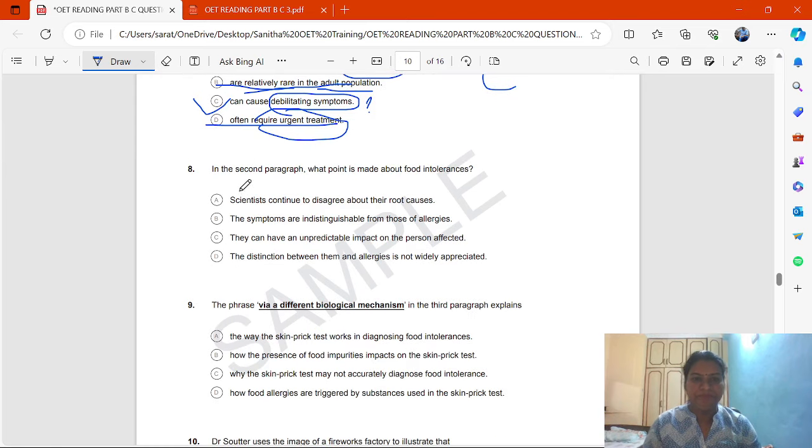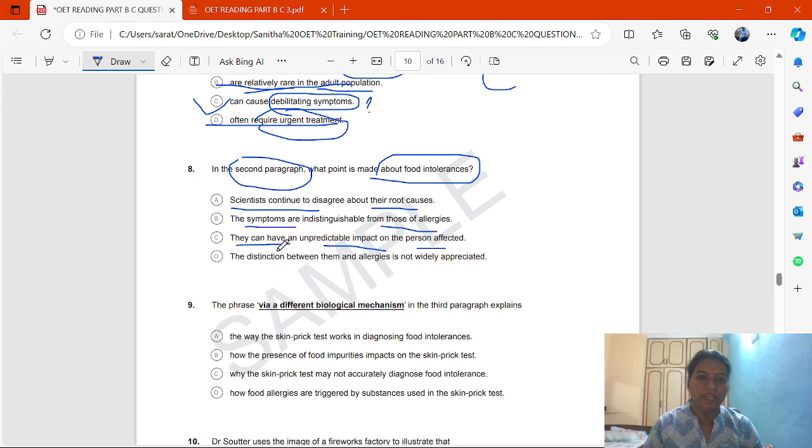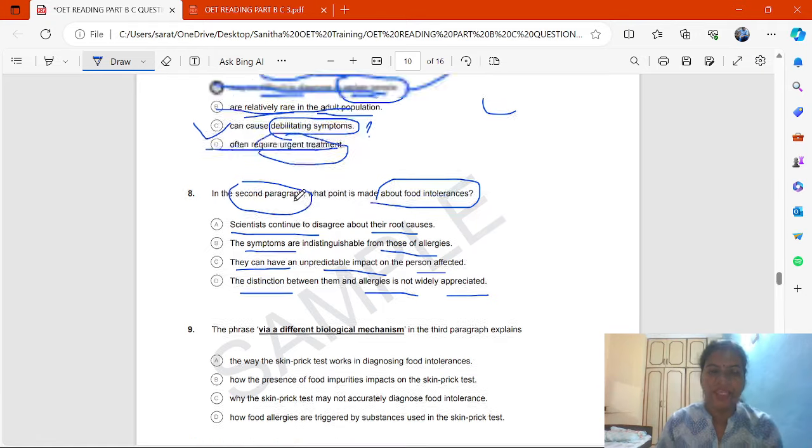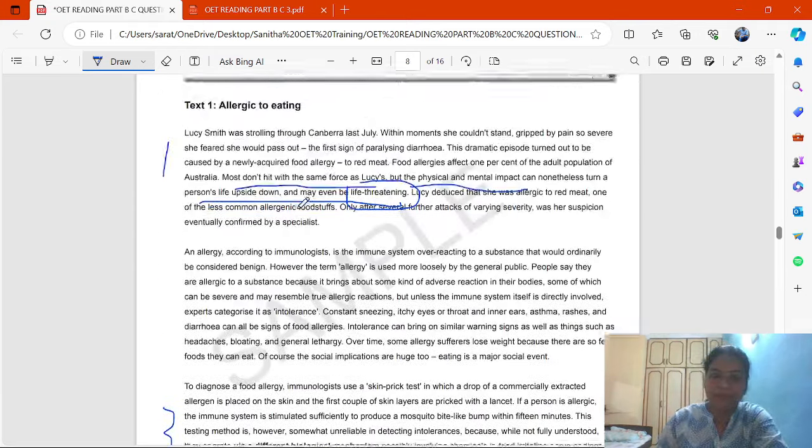Second one, in the second paragraph. In OET reading part C, questions are in sequence. The first question will be in the first paragraph and the second question will be in the second paragraph. What point is made about food allergies? Scientists continue to disagree about their root cause. The symptoms are indistinguishable from those of allergies. They can have an unpredictable impact on the person affected. The distinction between them and allergies is not widely appreciated. We are going to read paragraph number 2.